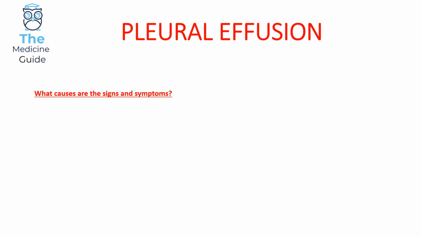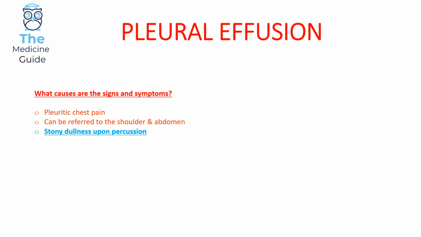Now let's focus on the signs and symptoms of pleural effusion. Like I said, patients can present with pleuritic chest pain, and this is then referred to the shoulder or even the abdomen. Now the key classic feature of pleural effusion, which you might be able to elicit as part of your OSCEs, but will definitely be found in the SBA, is that pleural effusion presents with a stony dullness on percussion, and that's something that you need to know because it's a very classic high yield SBA.